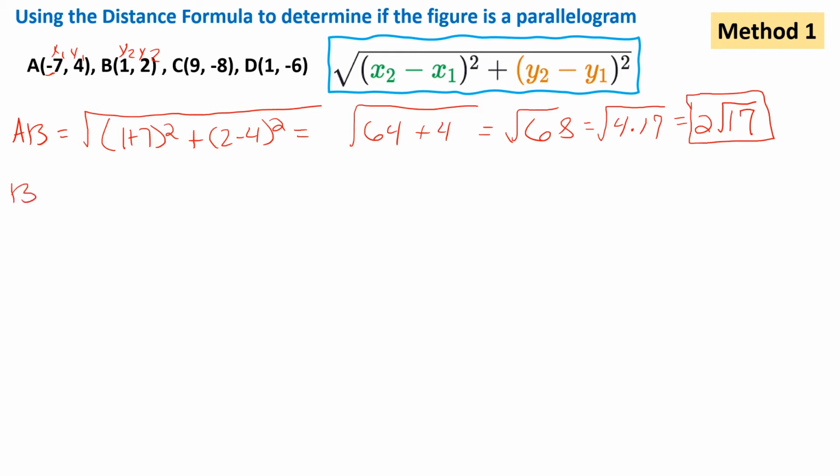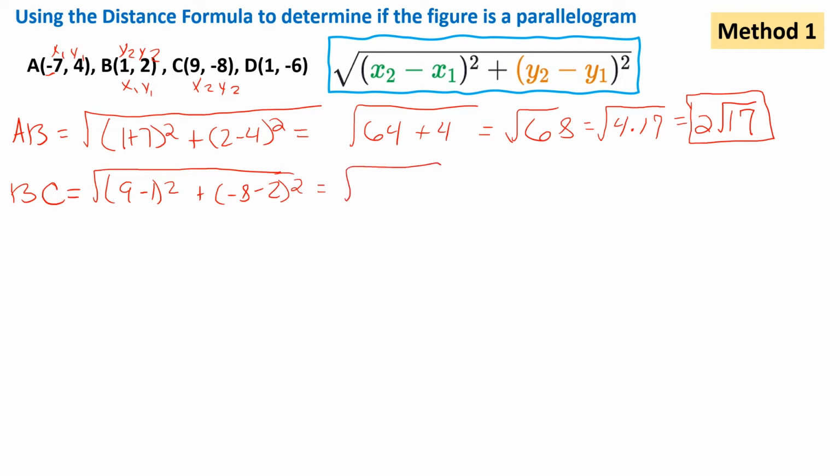Next, BC, labeling now x1, y1, x2, y2. Plugging that in, 9 minus 1 squared plus negative 8 minus 2 squared. Simplifying, 9 minus 1 is 8. 8 squared is 64. Negative 8 minus 2 is negative 10. Negative 10 squared is 100. So I'm left with the square root of 164.